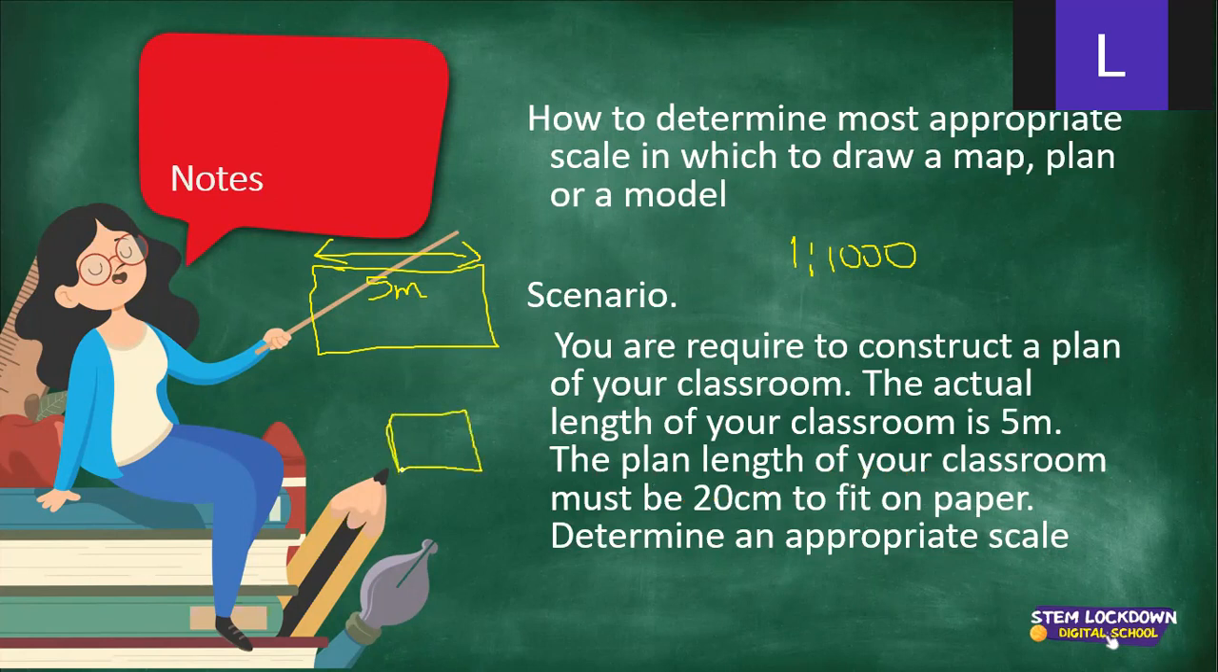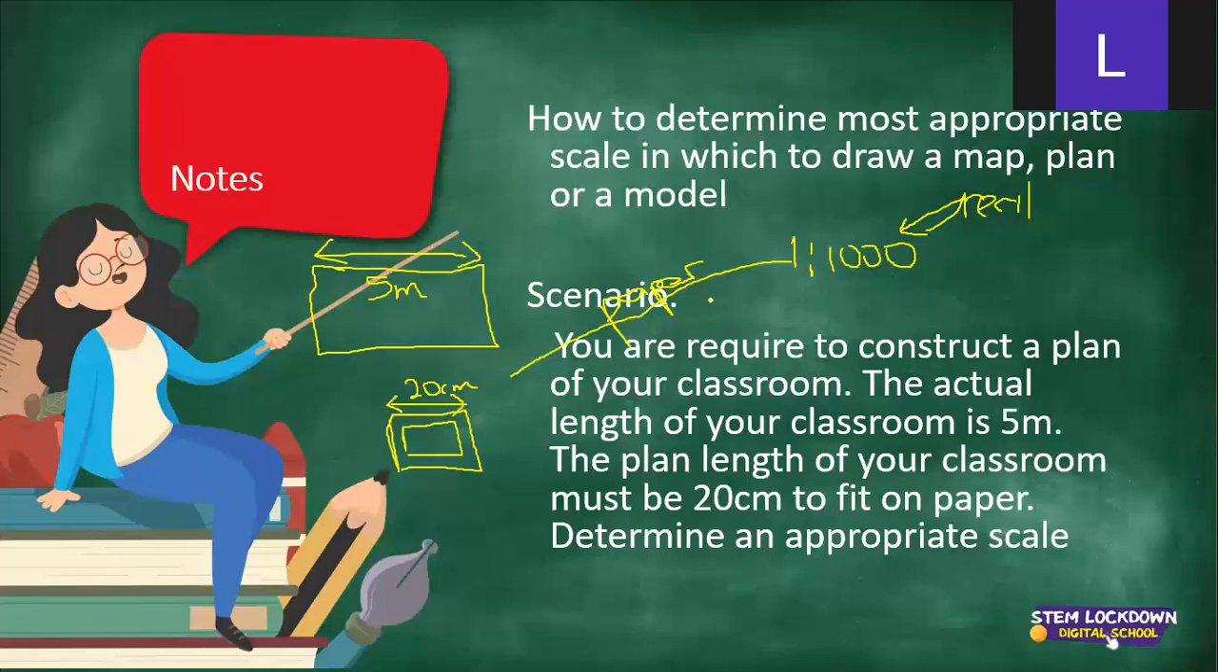Obviously, your paper is much smaller than the classroom, right? The length of the class that I have to draw, I'm told it must be 20 centimeters, right? So in other words, 20 centimeters on paper will represent 5 meters in real life. So that's what they're looking for. Determine the appropriate scale. So in this case, you need to align your values. Remember, the first part of the ratio scale represents the paper, what is on paper distance, and the second portion of your ratio represents the real distance, right?